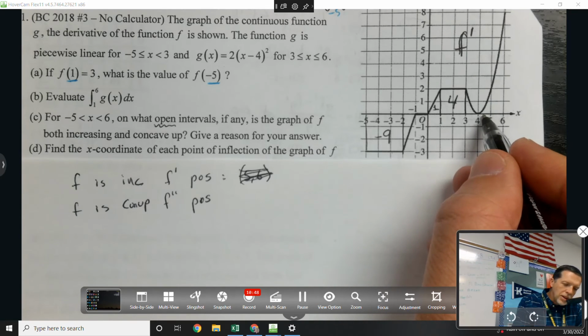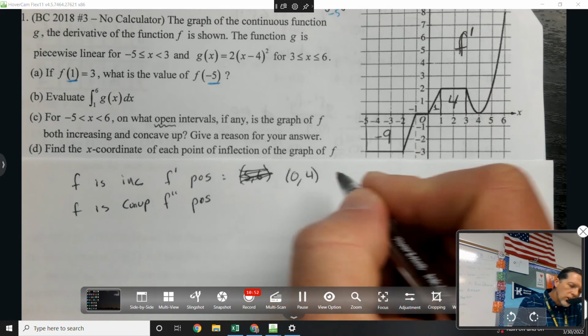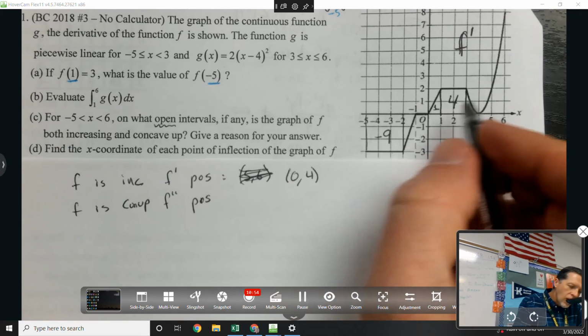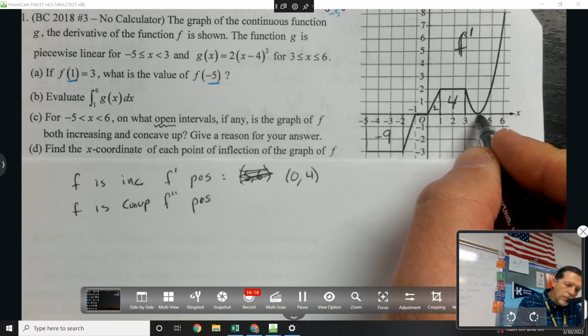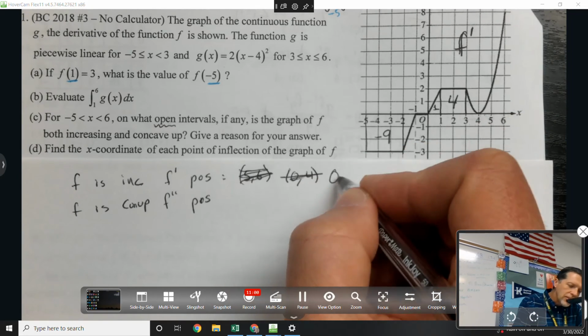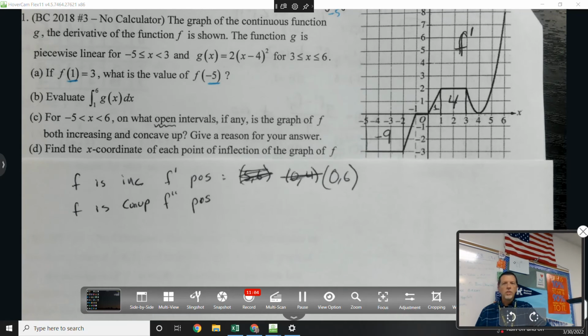Well, maybe I need to be careful here. So 0 to 4. Although if this thing is continuous, it levels out at 4 for a moment and keeps going, then it's 0 to 6. So f prime is 0 at 4, but it's increasing on either side of it. So it's increasing the whole way.